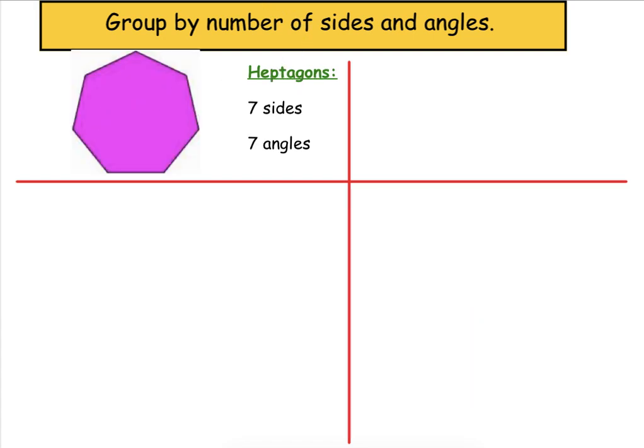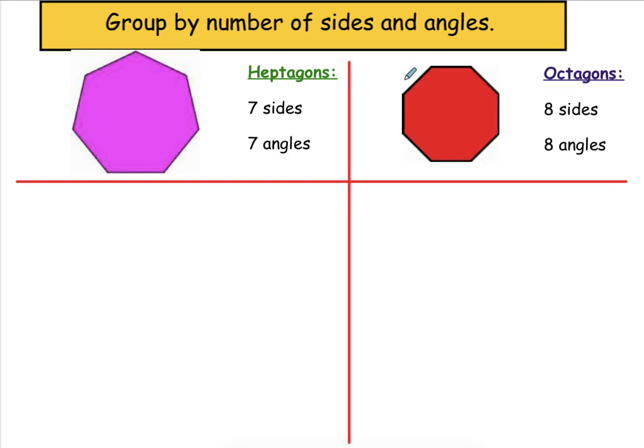Heptagon has 7 sides, 7 angles. So I'm going to use my drawing tool and I'm going to mark the angle at which I start. I'm going to count the sides. 1, 2, 3, 4, 5, 6, 7. So there's 7 sides, and let's count the angles. 1, 2, 3, 4, 5, 6, 7. So there's 7 sides, 7 angles in a heptagon.